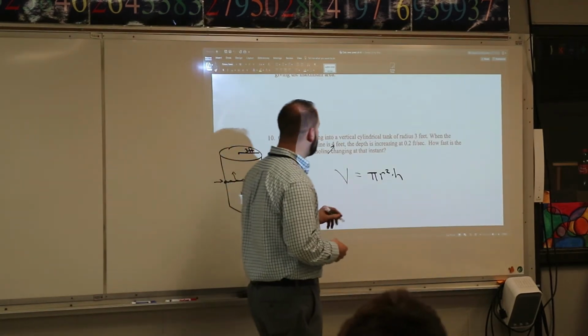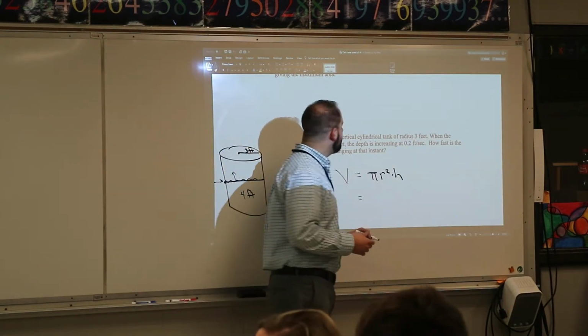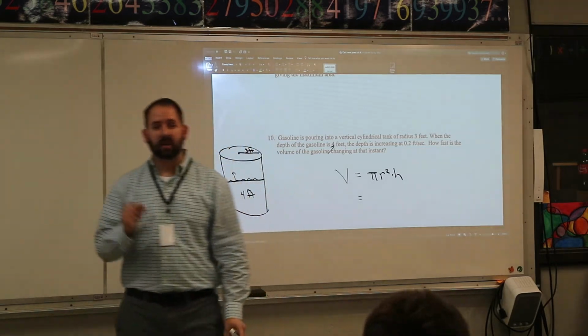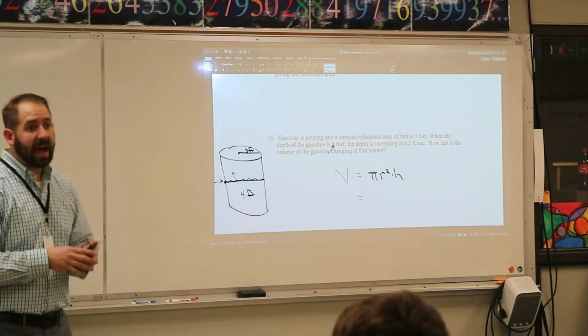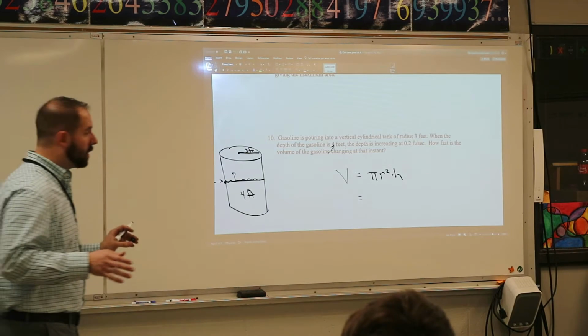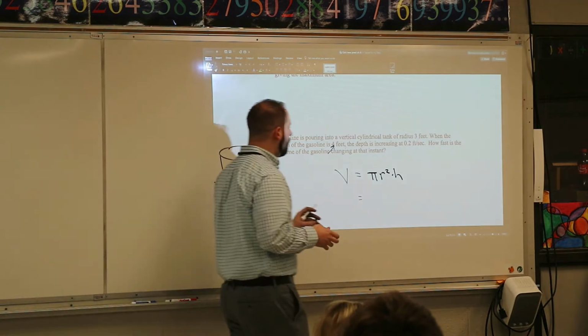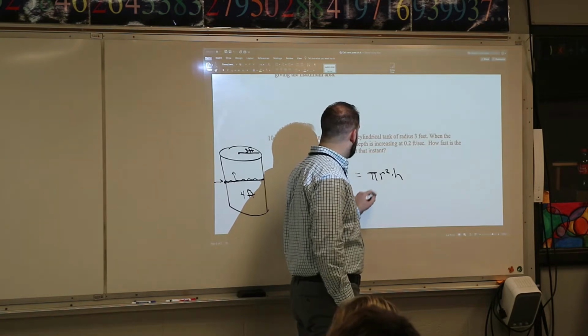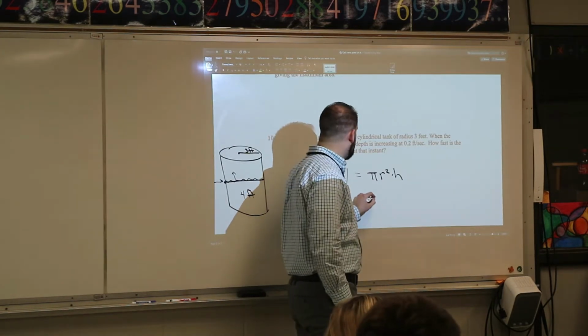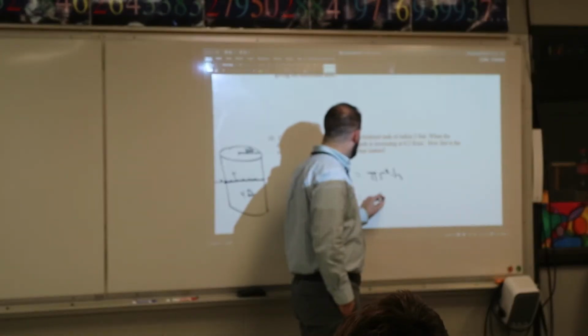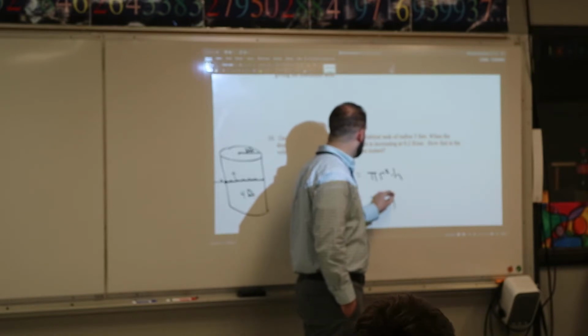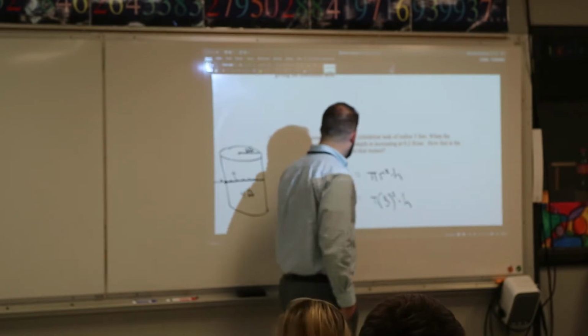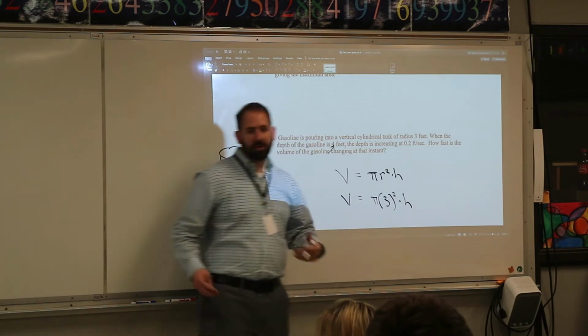When we take the derivative, do you agree that the radius of my tank is not changing? Right, so that one is just a number, a 3. We'll be plugging the 3 into that spot. So pi times 3 squared, we can just write 9 pi. Yeah, that's fine. Alright, we're plugging 3 in for my radius.